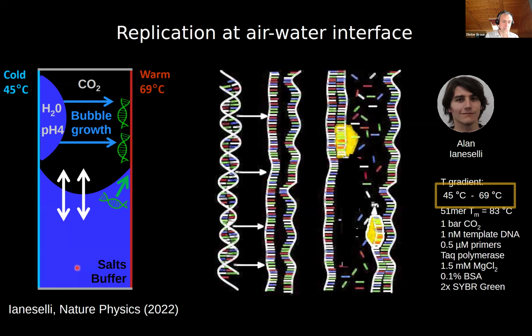It should have a sequence evolution in the process. So we start with short pieces of 50-mers with a melting temperature of 83 degrees. We are operating the chamber at a max temperature 14 degrees below. So they should actually never strand separate, right?